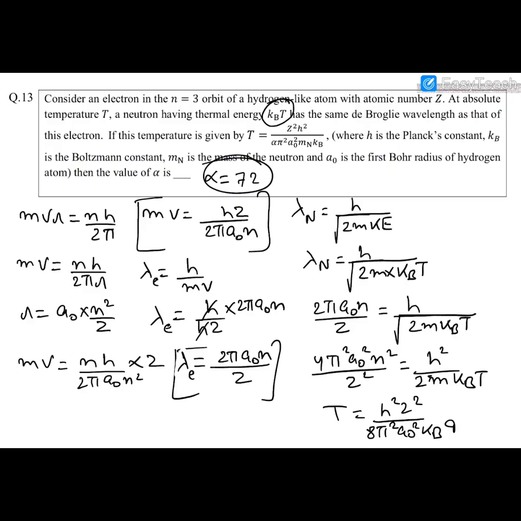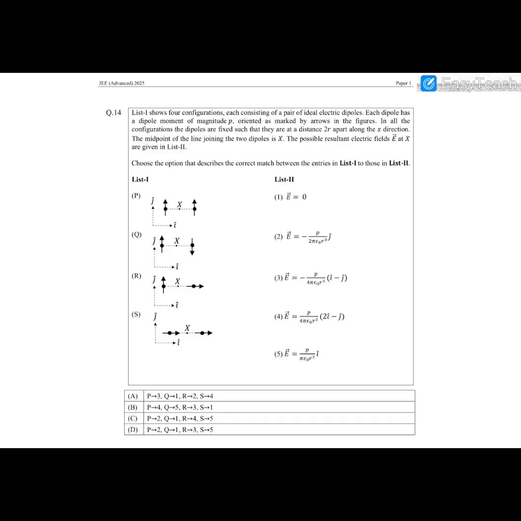Now we move on to the next question. In this question you can see that column 1 represents some orientations of two dipoles, and column 2 represents the net electric field at the given point. So we have to choose the correct option. We can see easily that in these kinds of questions we don't have to check all 4 options. In fact, we can eliminate any 2 of them. So we will use this trick in this question also.